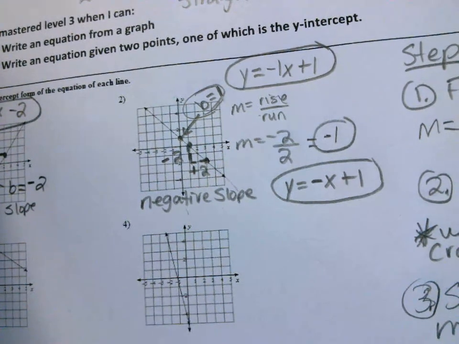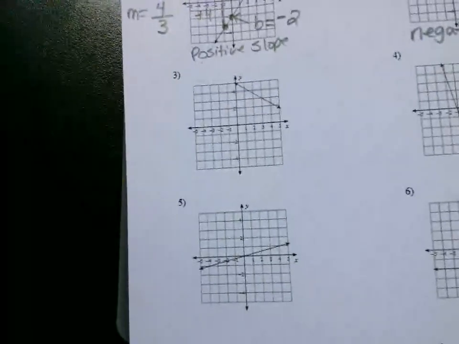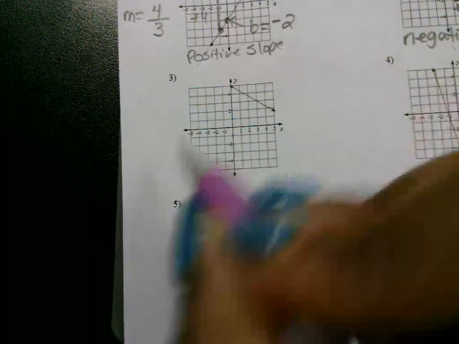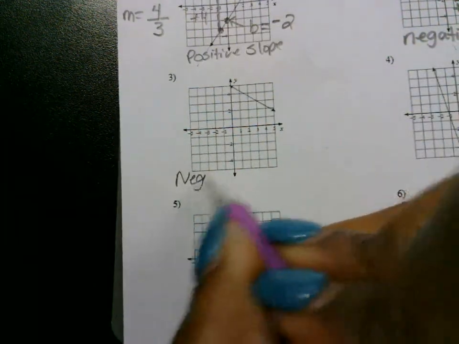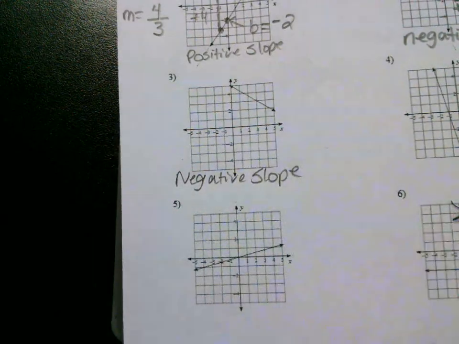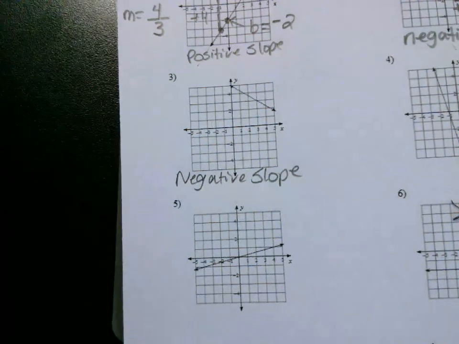All right. Number 3. What kind of slope is number 3? What kind of slope is this? Negative. Very good, Ricardo. This has a negative slope. So that means your M is going to be a negative number. Pick 2 points on the line. Give me one of the points that's good on that line.